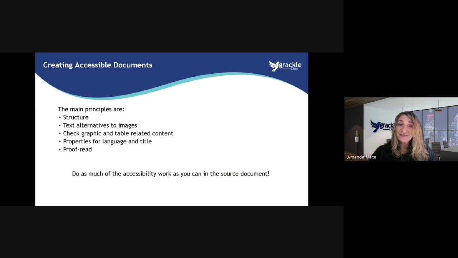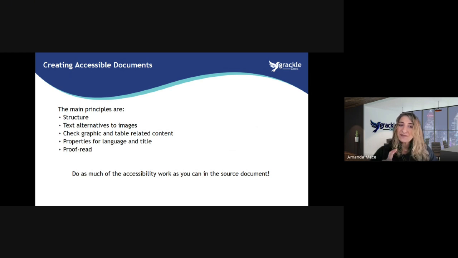Adding alt text, so text alternatives to your images. Make sure you're checking all of your graphics and table related content. Can you simplify your table? Can you explain the infographic? Those bits and pieces become really important. Once it's on the PDF side, you might have to clean it up a little bit to make it PDF UA compliant, but these are things you can do before then.